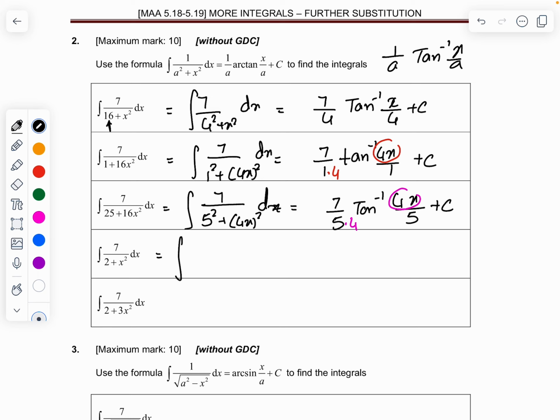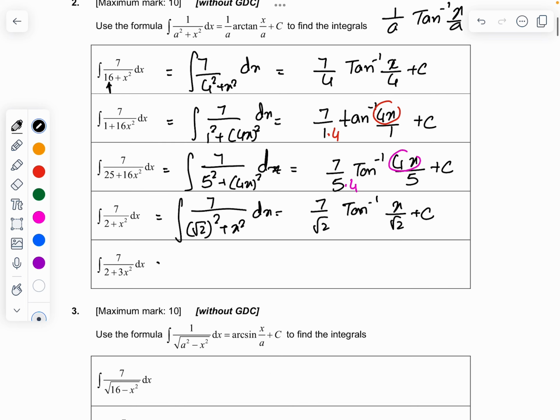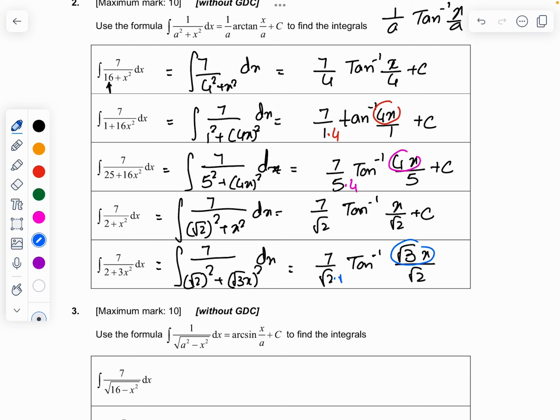Next it becomes the integral of 7 upon square root of 2 whole square plus x square. So it becomes 1 upon a tan inverse x upon a plus c. Over here again 7 upon square root of 2 whole square plus square root of 3x whole square dx. So it becomes 1 upon a tan inverse of square root of 3 x upon a, and the derivative of square root of 3x is root 3, so don't forget to divide by root 3, plus c.